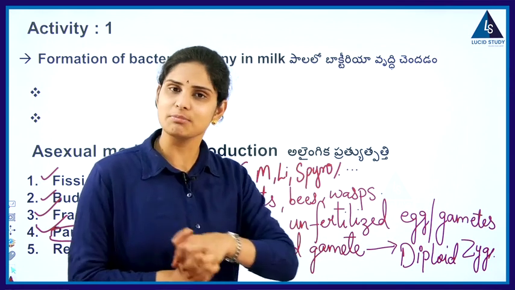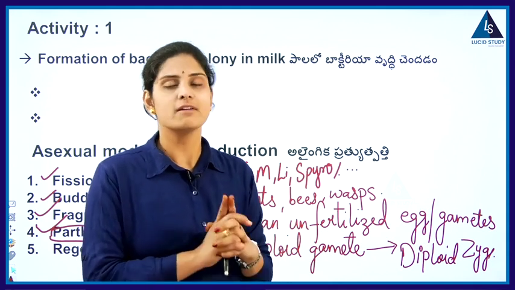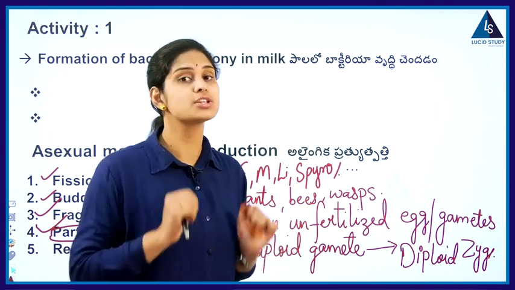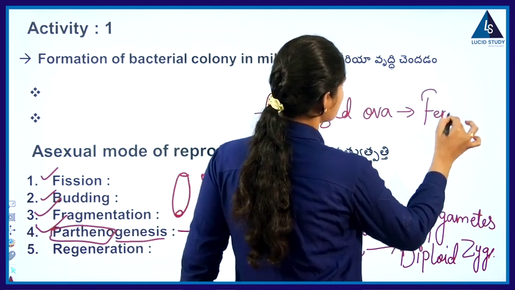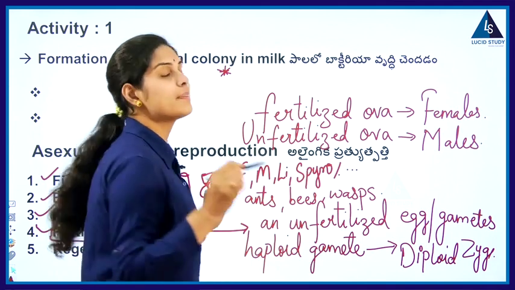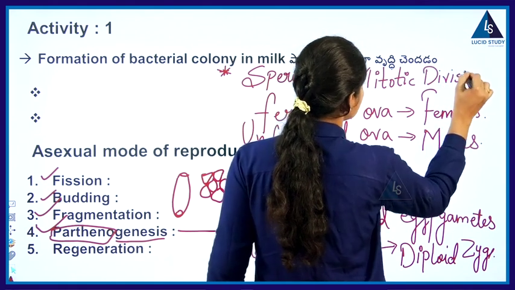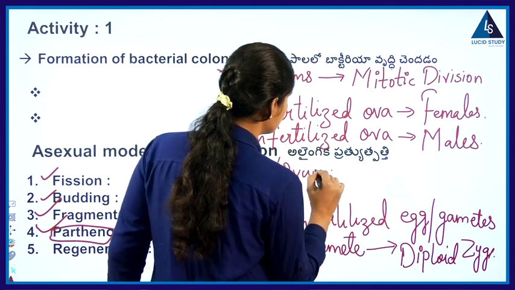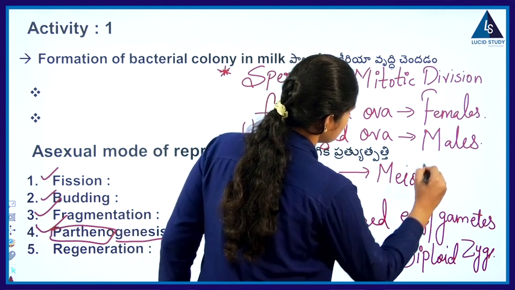Now what is mitotic division, what is meiotic division? Soon you are going to learn about these divisions, under cell division. Remember? We are going to learn how mitosis and meiosis, all these divisions of the cell, take place. The important thing is that fertilized ova develop into females, unfertilized develop into males. And another point we mentioned, always the sperms are produced through mitotic division, whereas ova or ovum, singular and plural forms, are produced by meiotic division.